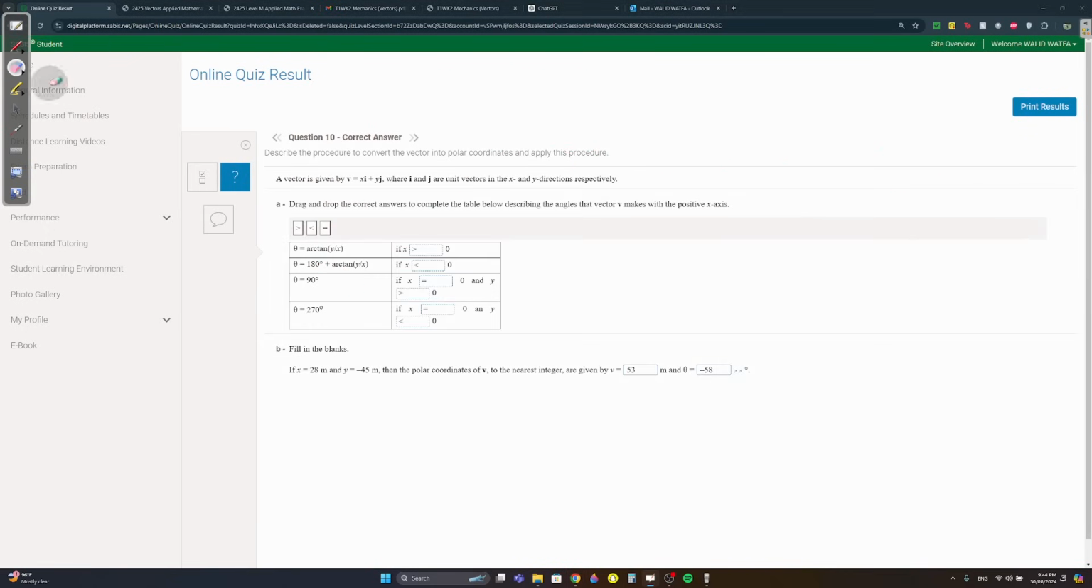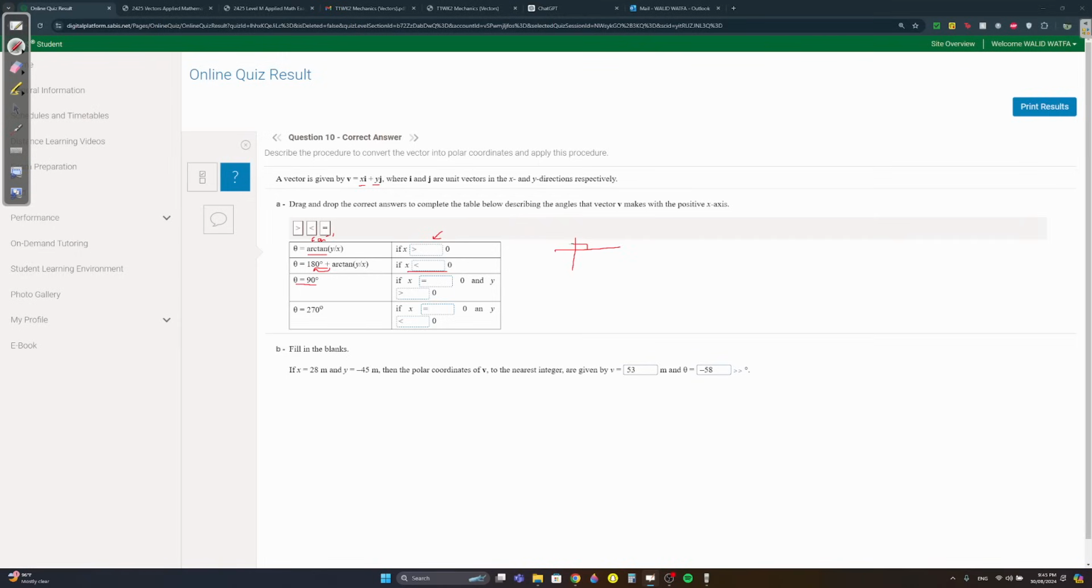Question 10. You have the vector v, which is xi plus yj, where i and j are unit vectors. This is the rule for theta. When does arc tan, meaning shift tan, apply? Theta equals shift tan y over x when x is positive, so when x is greater than 0. When do we add 180? When x is negative, less than 0. When is it equal to 90? When x is equal to 0 and y is positive.